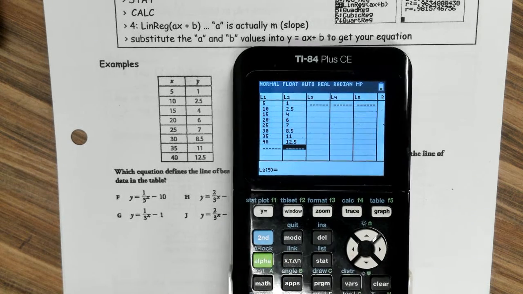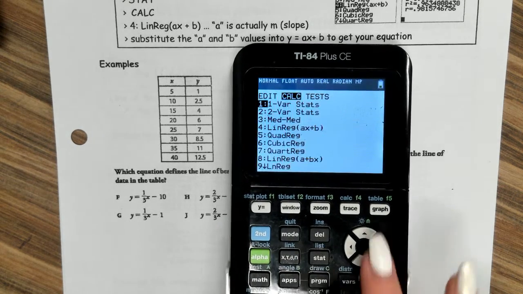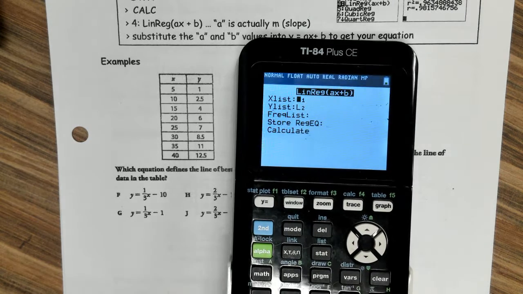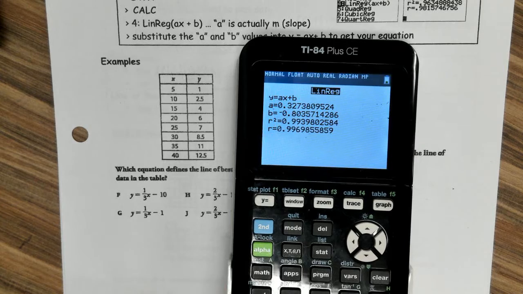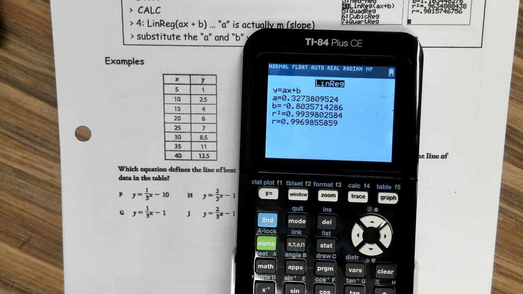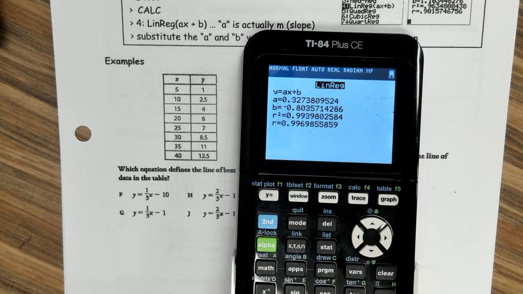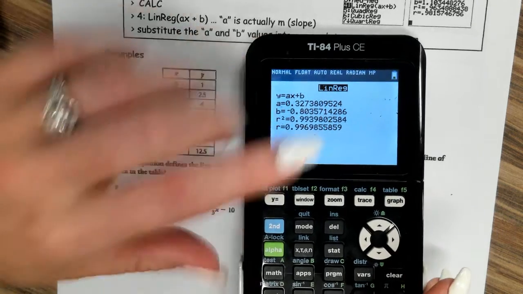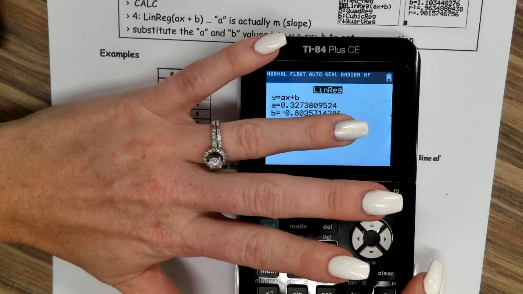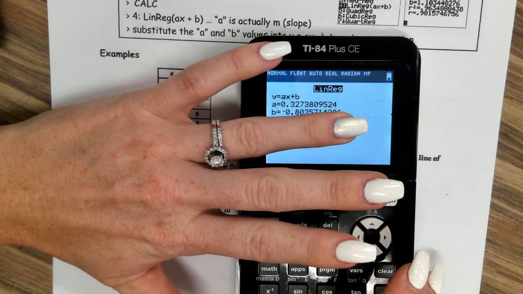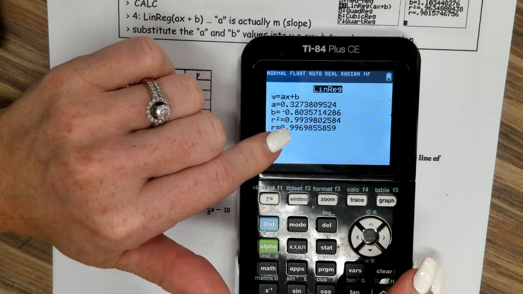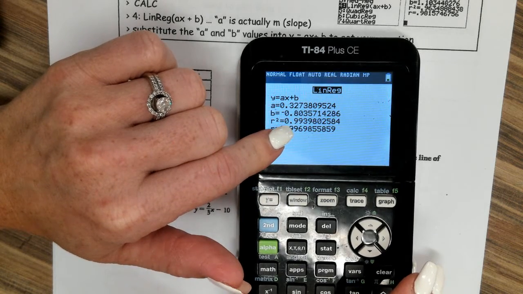Everybody get it in? Go to Stat Calc. What are we going to choose? Option 4, and hit enter, enter, enter. Do y'all see something new that popped up? The R, right? So basically, you don't really need that. Your A is your slope, your B is your y-intercept, okay? But the R is going to tell you if it's a good prediction or not.